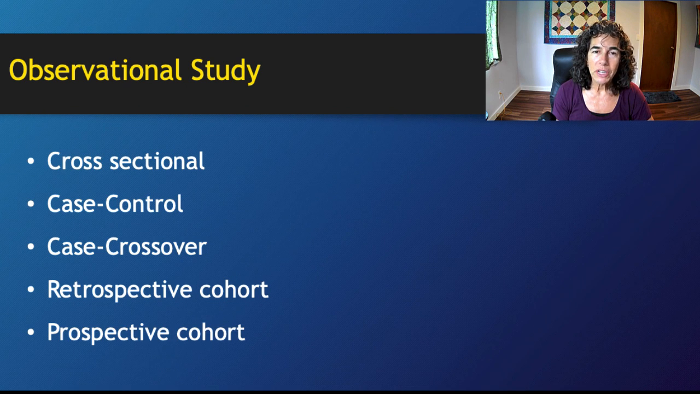So observational study designs can take many different forms. There's cross-sectional designs, case control, case crossover, retrospective cohort, and prospective cohort. And I've given you definitions and examples of all of these in your presenter notes.